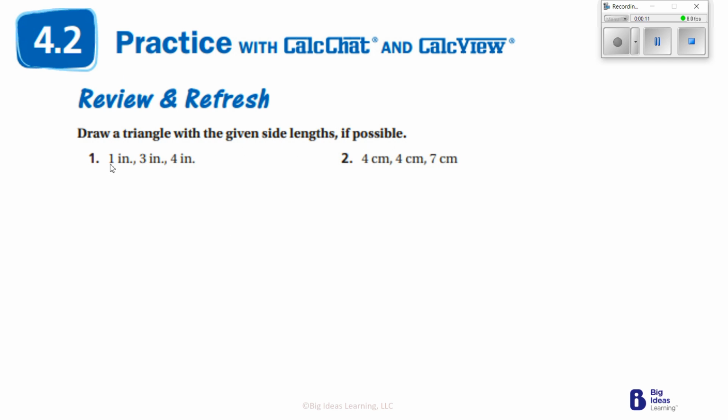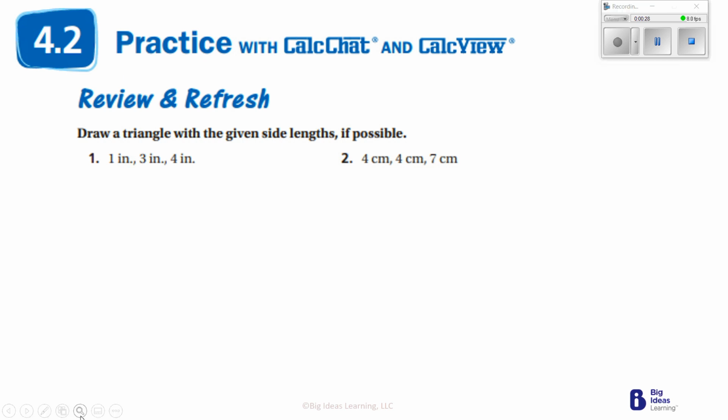Is this possible? If I have a length of 1 inch and 4 inch, can I go ahead and make one if I have 1 inch, 3 inch, and 4 inch? Can I make a triangle if 1 inch and 3 inch make 4 inch?